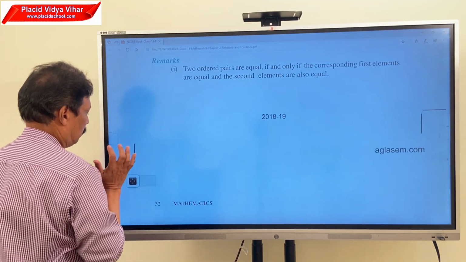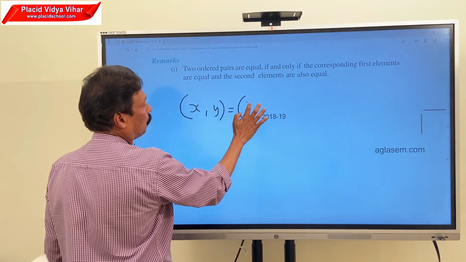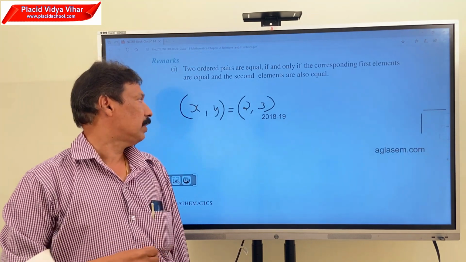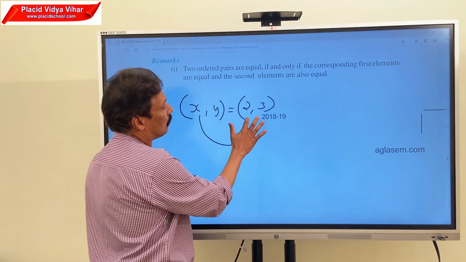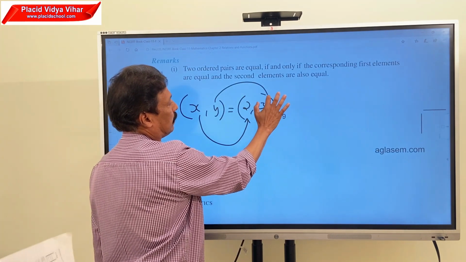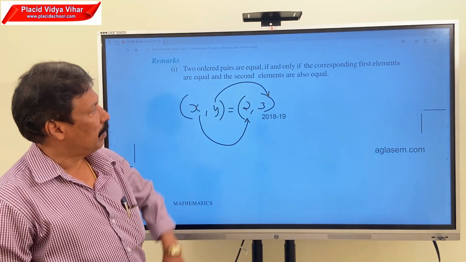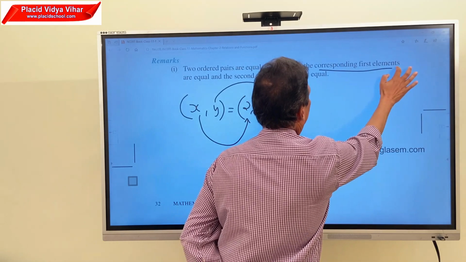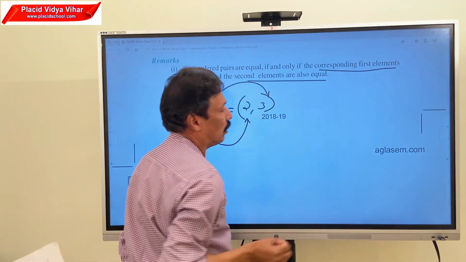Then another point: we consider an ordered pair (x, y) equal to an ordered pair (2, 3). That means we consider two ordered pairs. The first ordered pair is (x, y), the second ordered pair is (2, 3). If they are equal, then the first entry is equal to the first entry of the second ordered pair, and the second entry is equal to the second entry of the second pair. That is, two ordered pairs are equal if and only if the corresponding first elements are equal and the second elements are also equal.